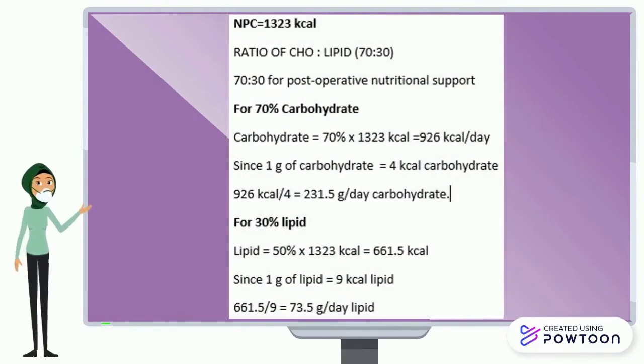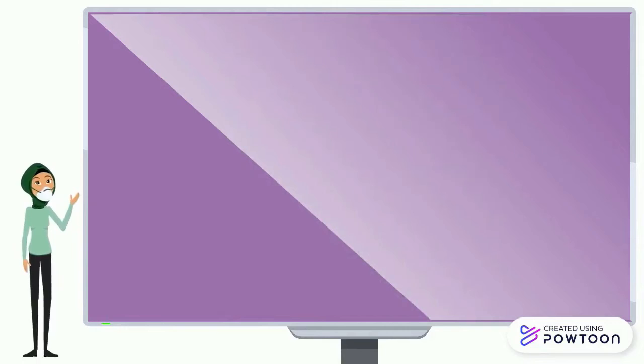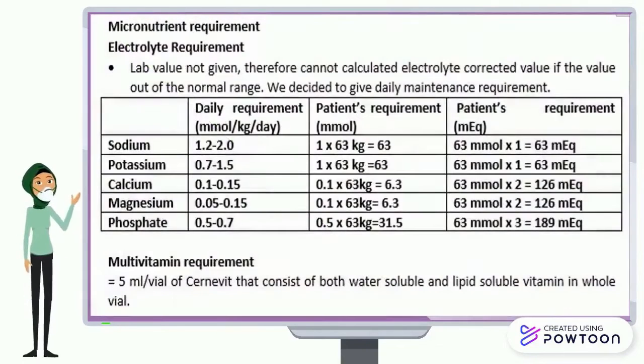The ratio of carbohydrate and lipid used is 70% to 30% for post-operative nutritional support. For calculating the micronutrient requirement, such as the electrolyte requirement, the lab values were not given. Therefore, we cannot calculate the corrected electrolyte values if they are out of the normal range. Therefore, we decided to give the daily maintenance requirement.